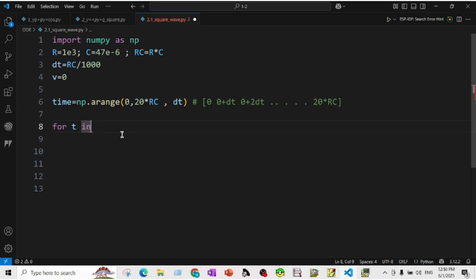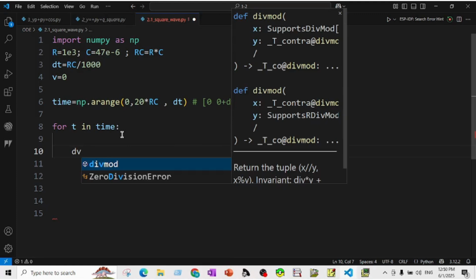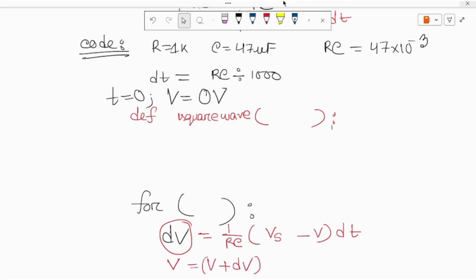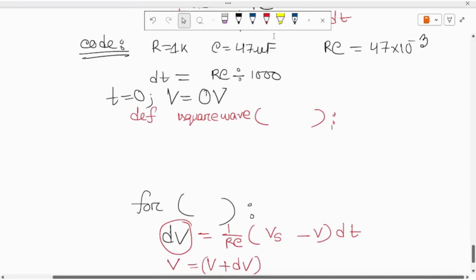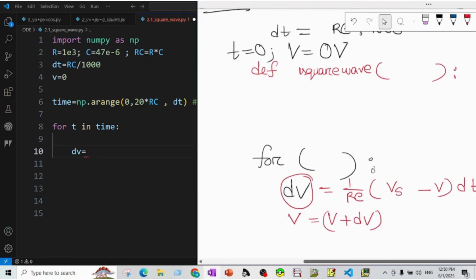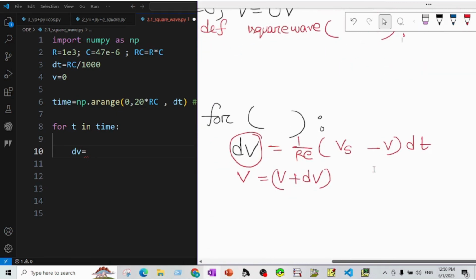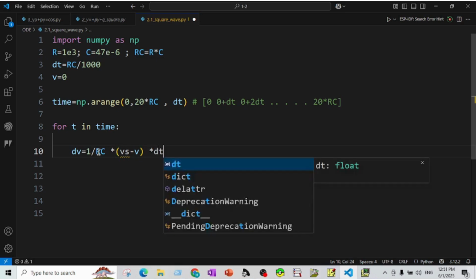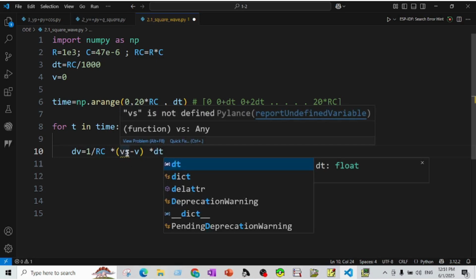So for t in time, I need to make the equation of dv. So let's make the equation here. Okay, so dv is equal to 1 by RC times (vs minus v) times dt. So 1 divided by RC times (vs minus v) times dt. Now the question is, where is vs?